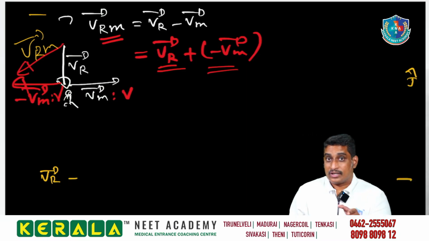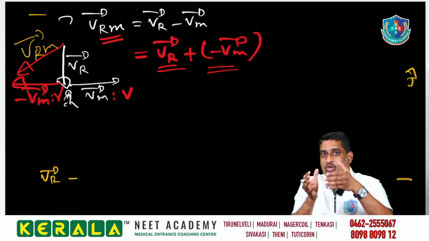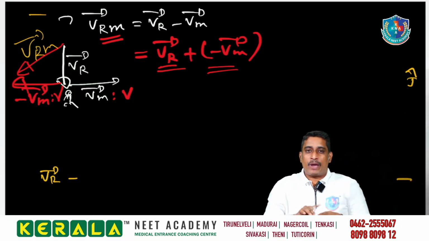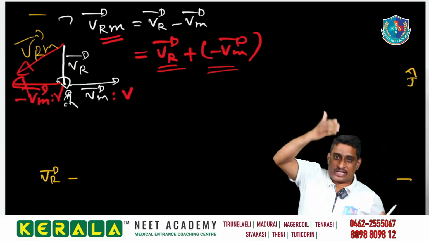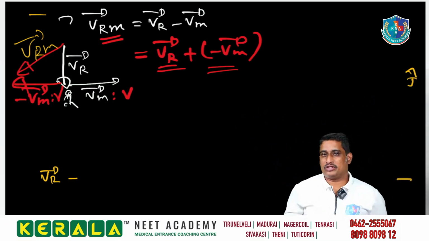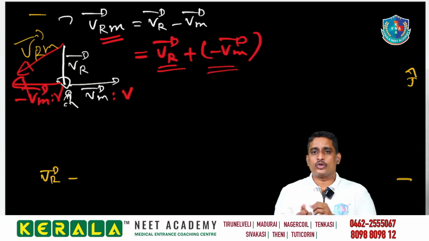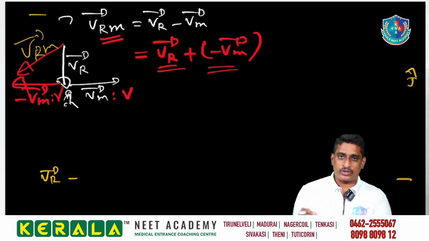That means when the man is moving in the forward direction, the rain appears to be tilted away from him, in the opposite direction. Similarly, if the man is moving in the backward direction, the rain appears to be tilted in the opposite direction to that man. This is a very important point which must be practiced. When we solve numericals, I will give you the complete idea of this particular application. This is a simple point to just practice.